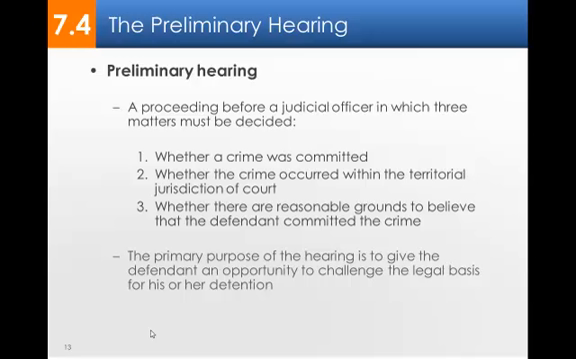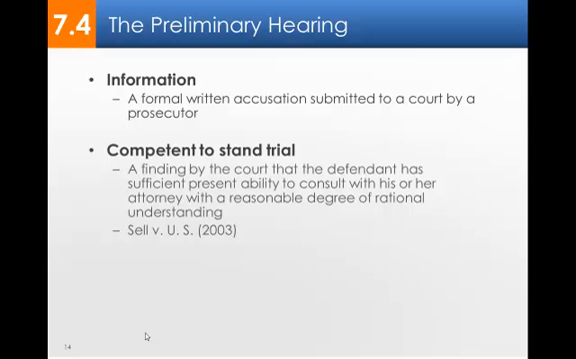Now, in the preliminary hearing, the accused knows he or she is accused. They get an opportunity to challenge the legal basis of their detention. So there's a lot more rights and protections with a preliminary hearing than with the grand jury, but the grand jury is constitutionally guaranteed. There's the term information.